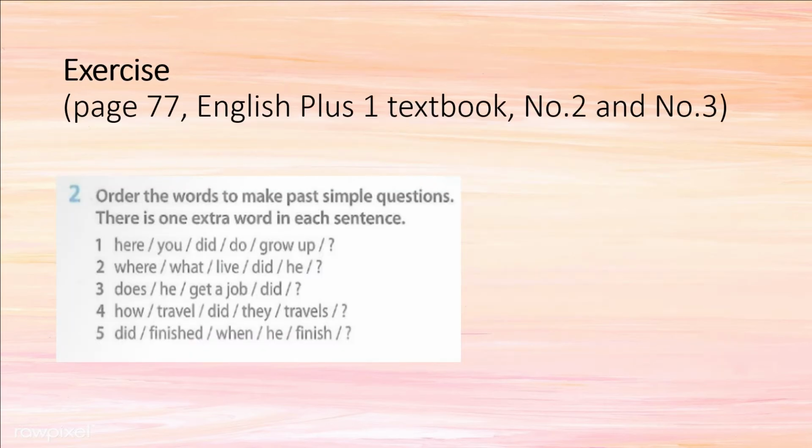Now, let's try to do the exercise on page 77 in your English Plus 1 textbook. Let's do number 2 and number 3. Number 2, order the words to make past simple questions. There is 1 extra word in each sentence. For example, number 1, the words given are here, you, did, do, grow up, and the question mark symbol.